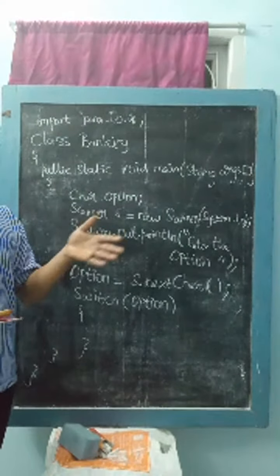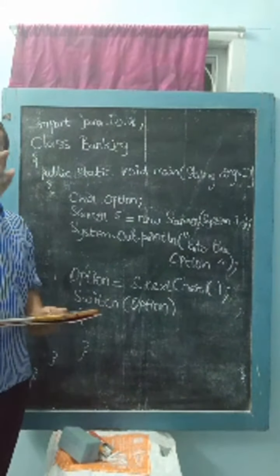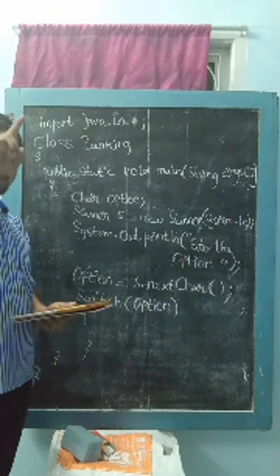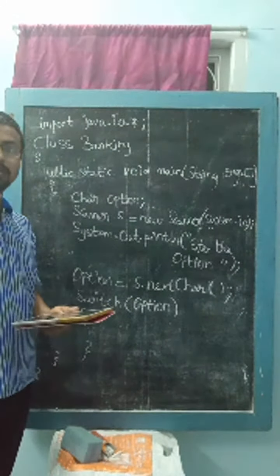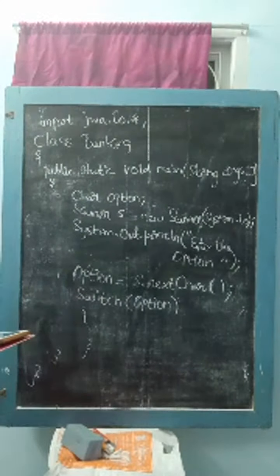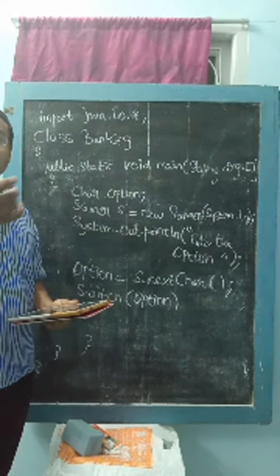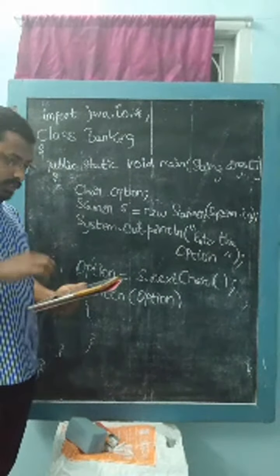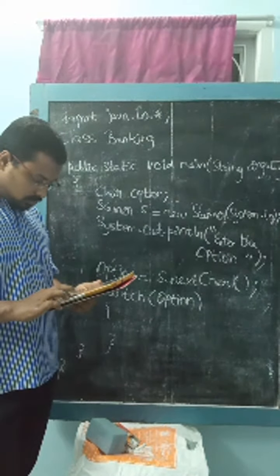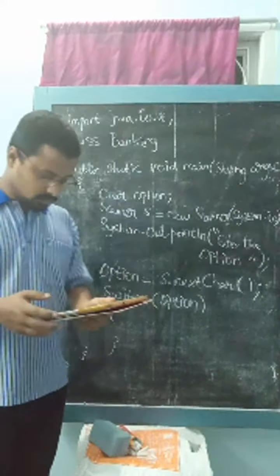Instead of case B, case W, case E like that, now we are going to use 7 cases. Case 1, there is no single quotation for 1, 2, 3 like that. So case 1, we saw in the syntax, right?